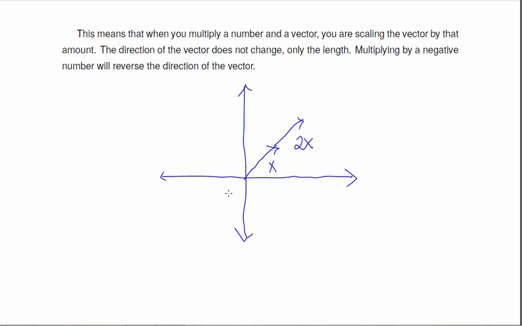Multiplying by a negative will not change the length, but it will flip it around to the opposite direction. So everything that is multiplied by a scalar will still lie along this line.